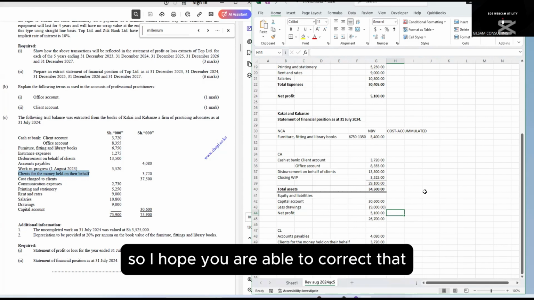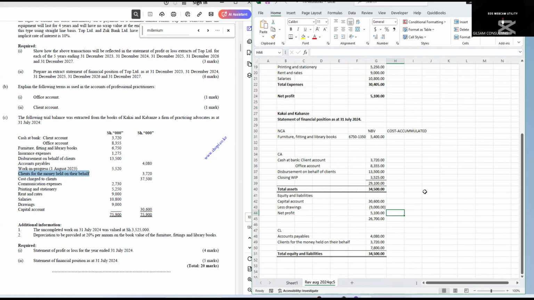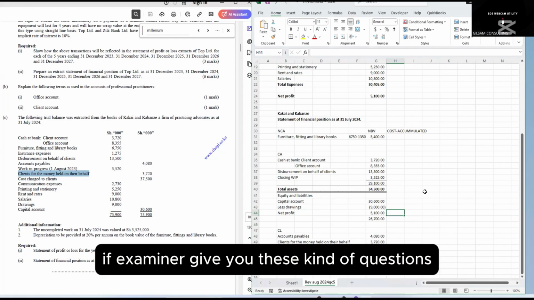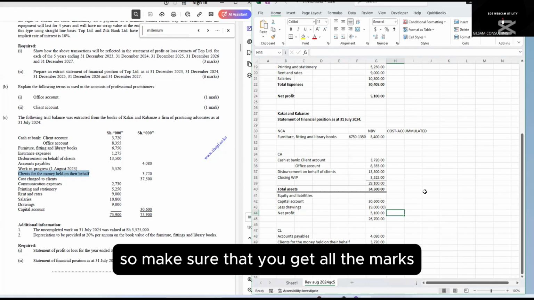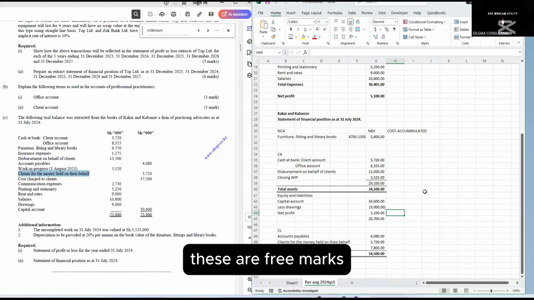So I hope you are able to correct that. If the examiner gives you this kind of question, make sure that you get all the marks. These are free marks.